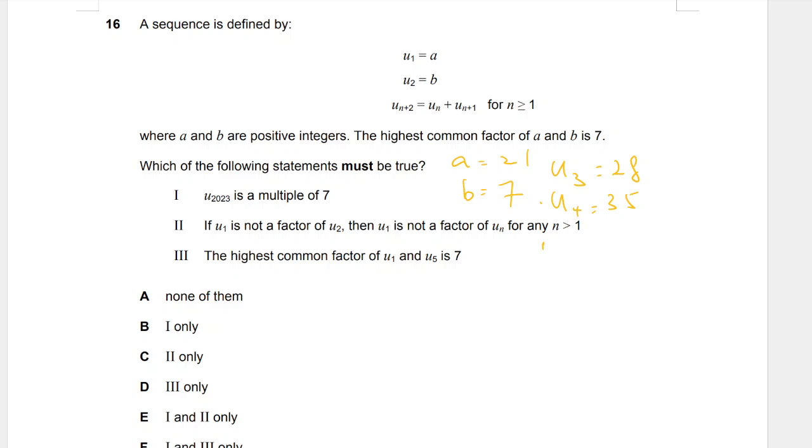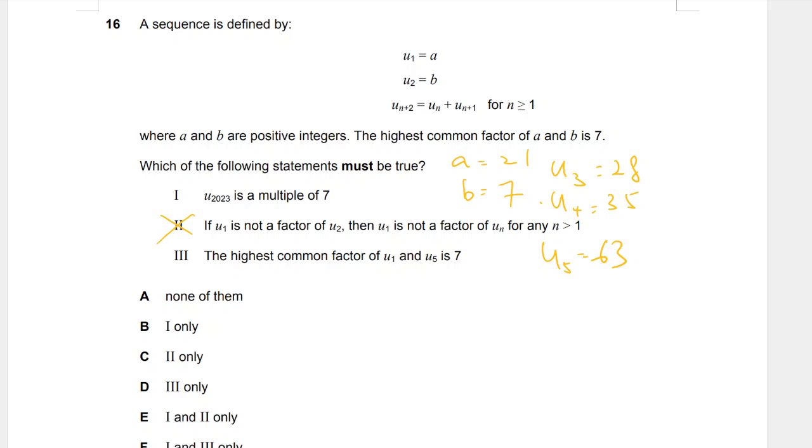Okay, but then if you add this up, what's this? That's 63. That means that u1 is a factor of u5 now, right? 21 is a factor of 63. So that disproves statement 2. I found a counterexample.